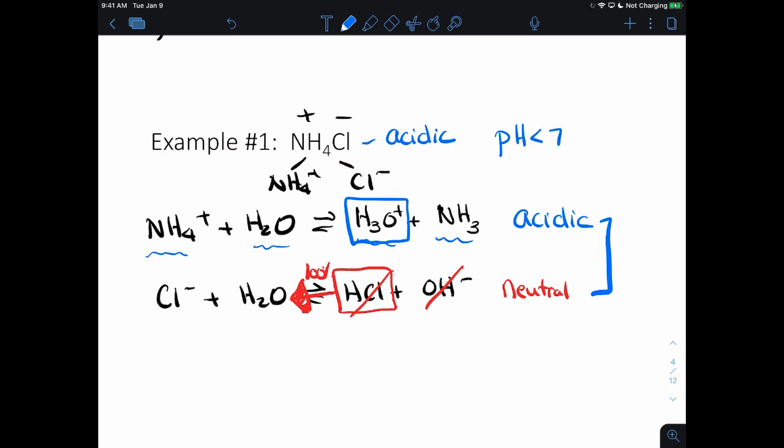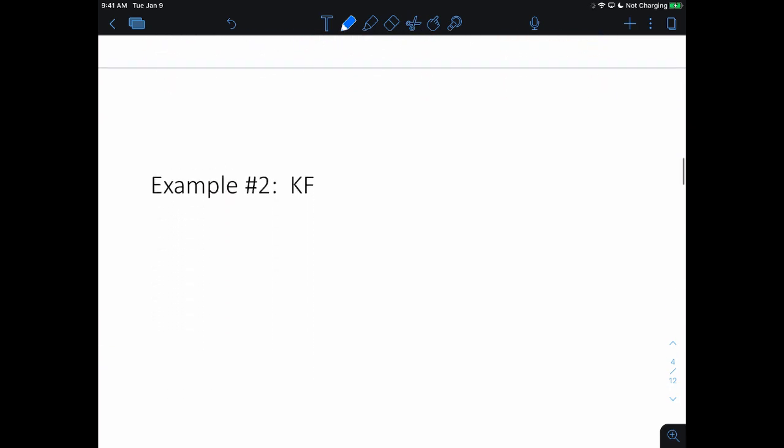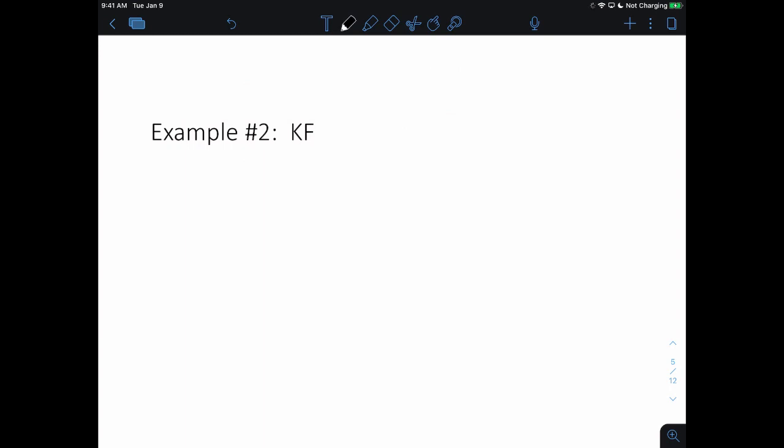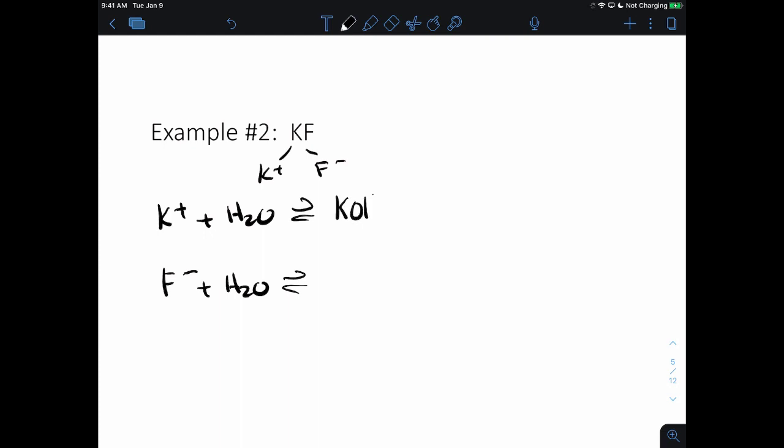So now let's try another example. KF. Again, I see a positive and a negative. I don't see H. So we're going to have K plus, F minus. Those are my two pieces. Let's react them with water. K plus H2O. Well, you can think of H2O as an H and an OH. So K plus is not going to want to bond to the H plus. That's two positives next to each other. But K could go with the OH from the H2O and kick out an H plus.